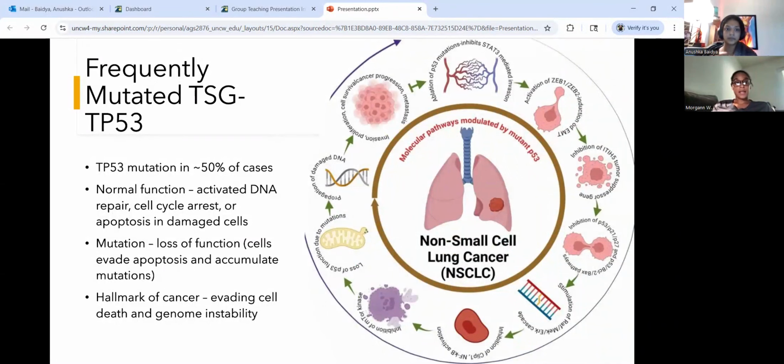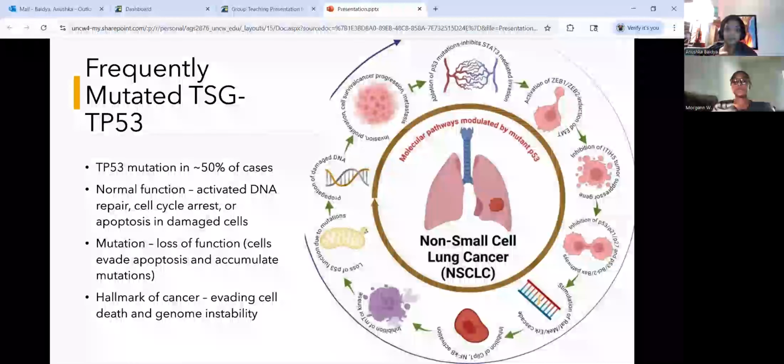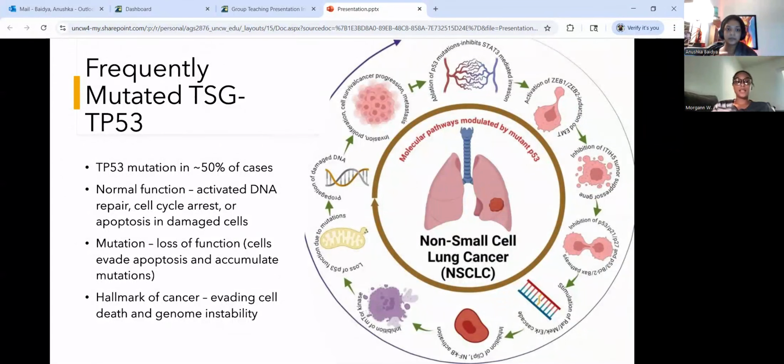And then just highlighting the most frequently mutated, which would be the TSG TP53 mutation. Within non-small cell lung cancer, the TP53 mutation occurs within 50% of cases. So half of NSCLC cases are due to the TP53 mutation.